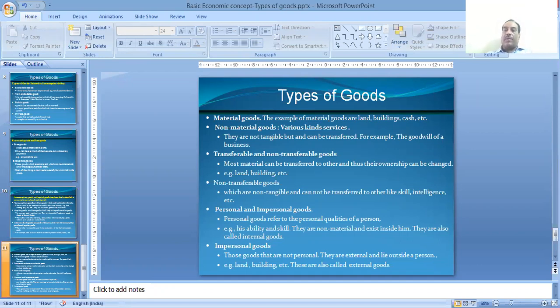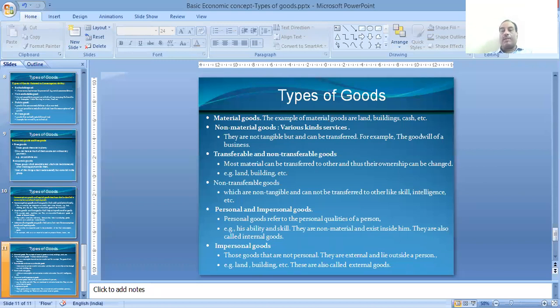Then personal and impersonal goods. Personal goods refer to the personal qualities of the person. So it lies within us. It is the personal quality. It is intangible. My knowledge is my personal good. And this ability and skill that I have is a personal good for me. They are non-material and exist inside myself, and thus they are also called internal goods.